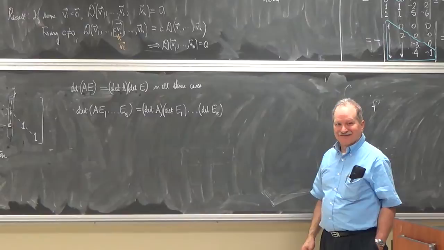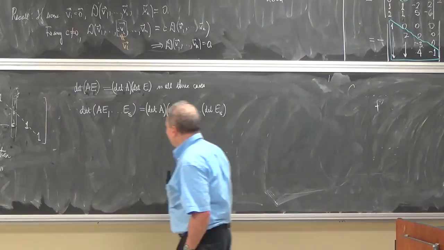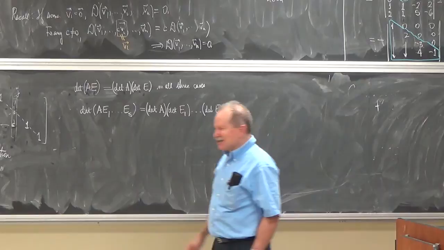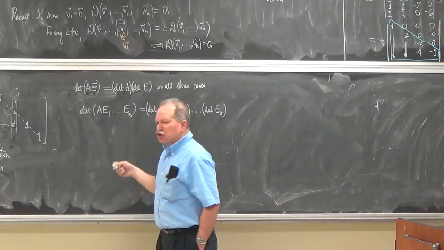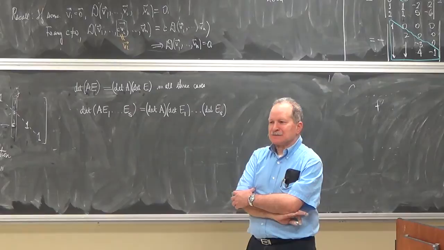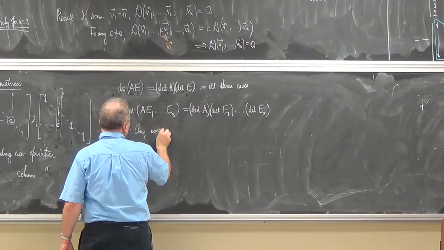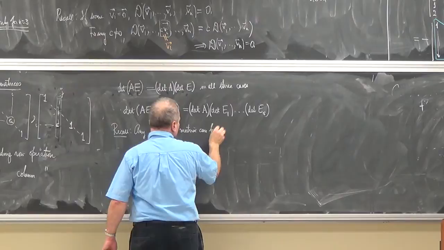Patience, young one. So, the question now is, what matrices can I achieve as a product of elementary matrices? All invertible matrices. All non-singular. Do you guys remember this from last semester? Recall, any non-singular matrix can be written as a product of elementary matrices.